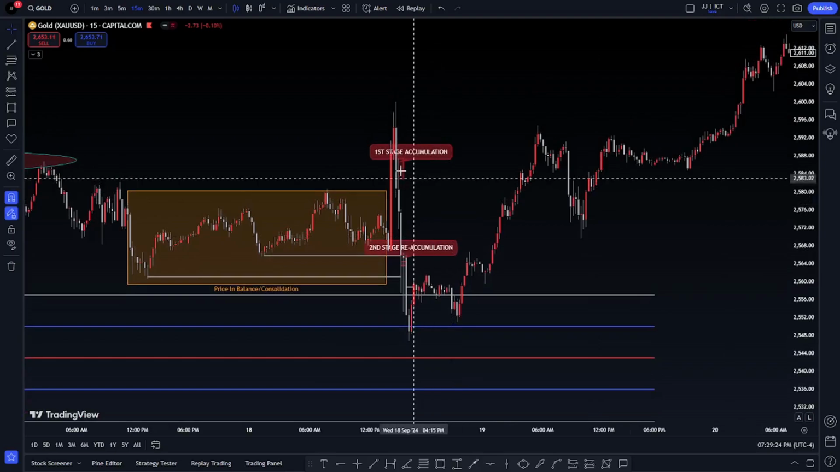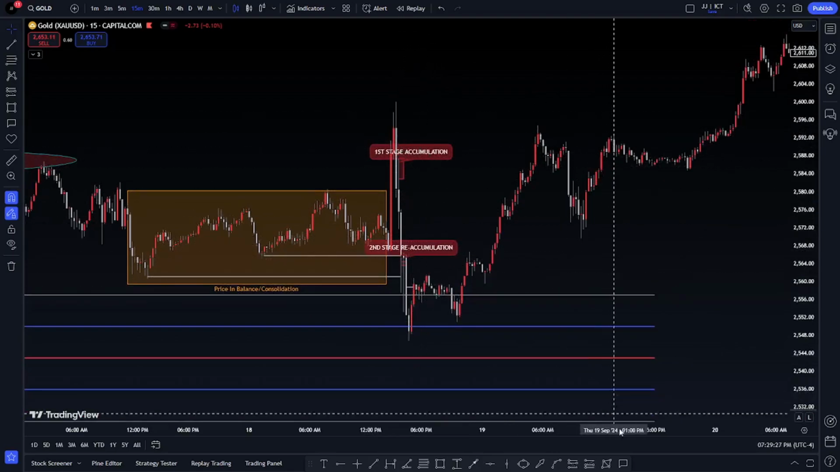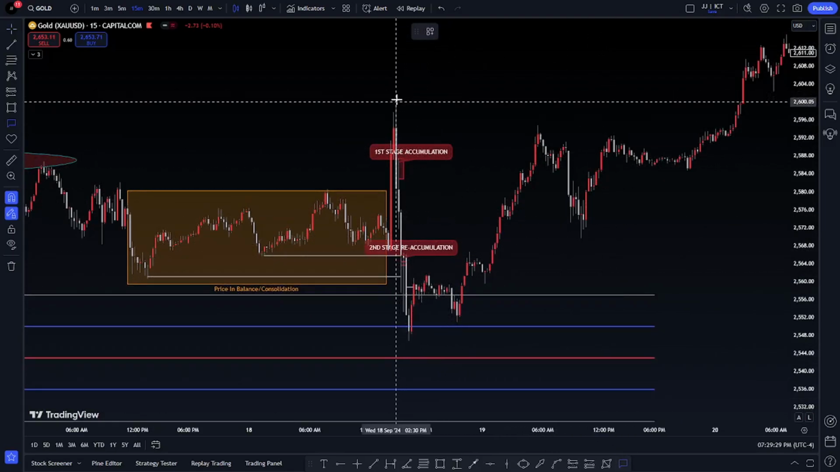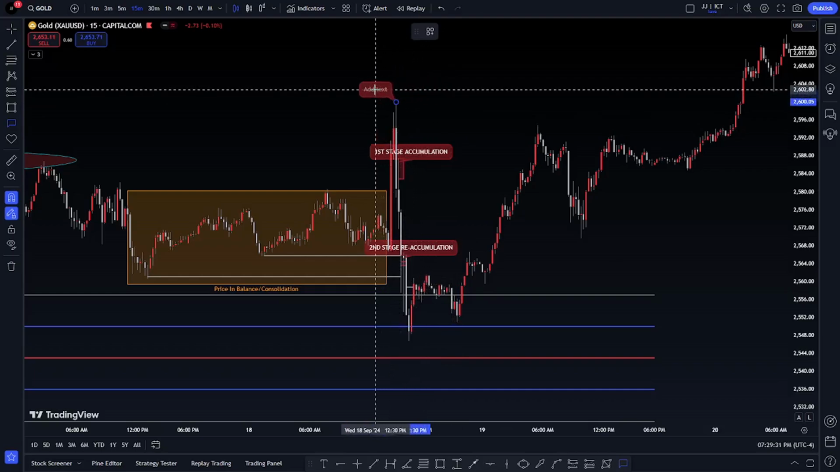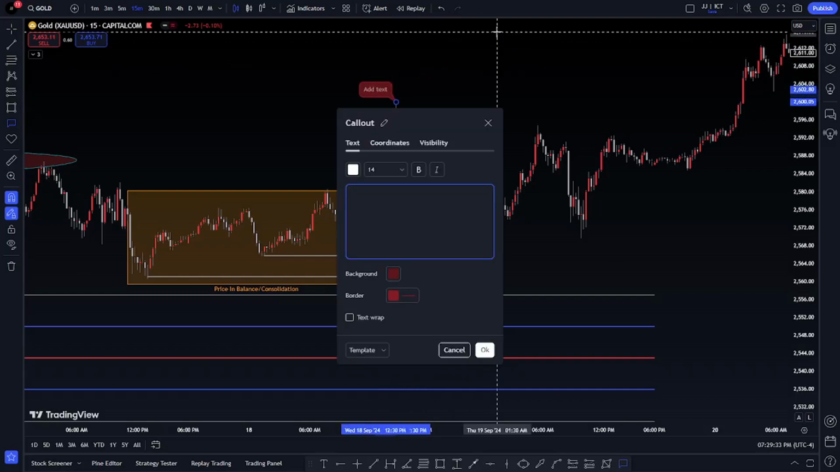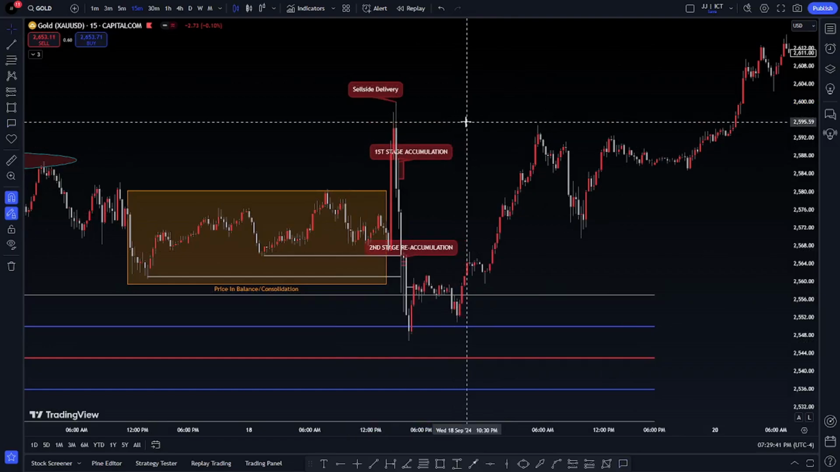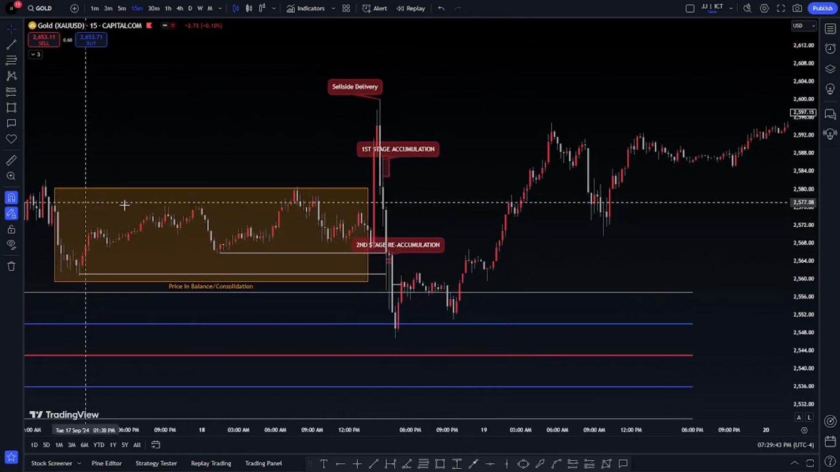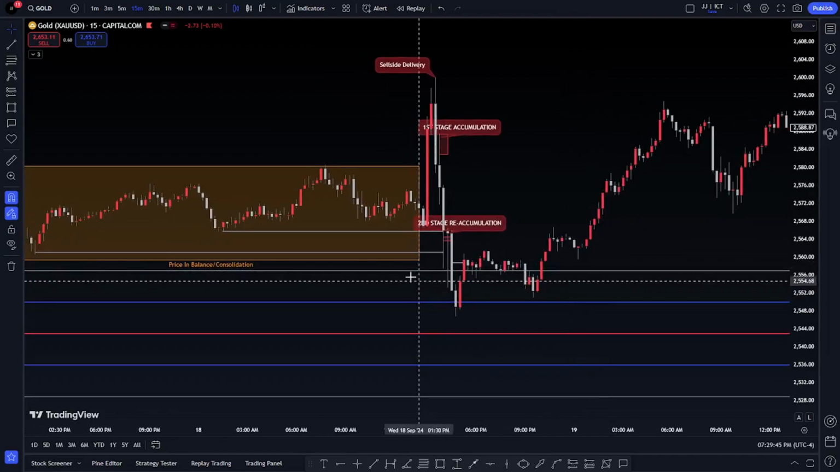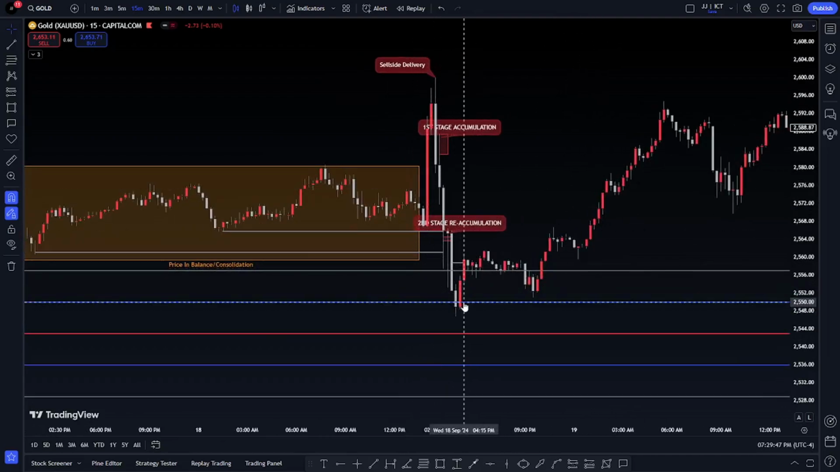So this was the sell side of the curve right here. If I can mark that any kind of way, I'll probably mark it up here or right back here, and I'll say sell side delivery or sell side of the curve, same thing. But for a market maker buy model, there's first going to be sell side delivery after the original consolidation, dipping into a higher time frame reference point.